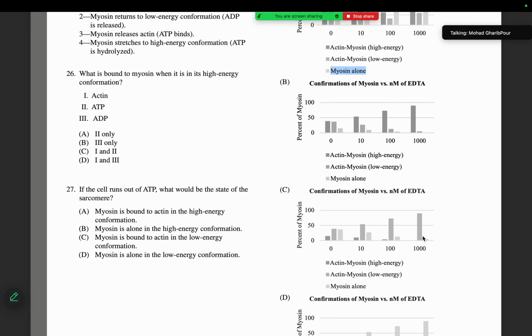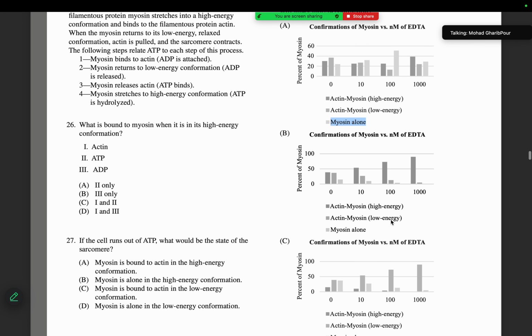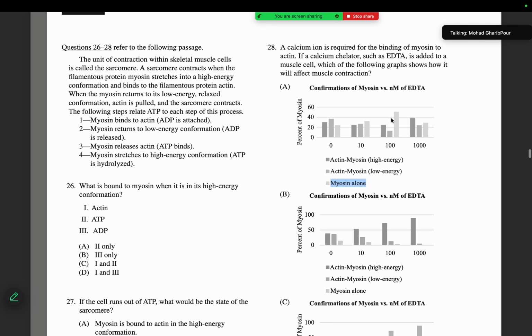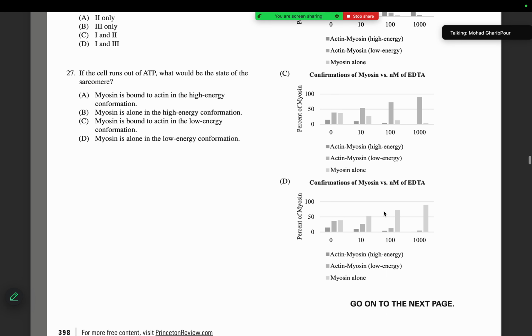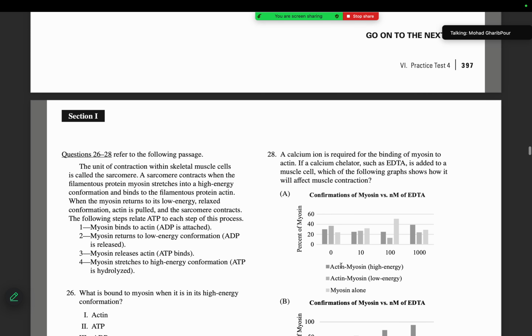This one, somehow the low, like actin myosin low energy is increasing with increasing EDTA, but you still have actin myosin binding. So this is wrong. This one is just going up and down. I have no idea what's happening with that one. There's no trend there. And then with the last one, that's where you see what we expect here. Myosin being alone and detached from actin. Does that make sense?